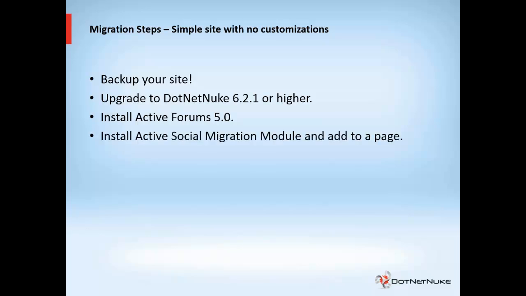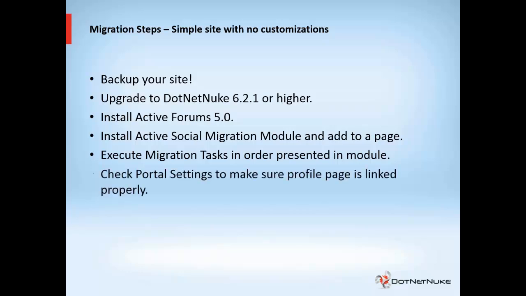Then you'll want to install the Active Social Migration module and add it to a page. So just create a blank page. The migration module does use JavaScript, so just to be safe, put this on a blank page using the default DotNetNuke Dark Knight skin. Make sure there's no other modules on the page before you run it. And then execute the migration tasks in the order presented in the module. This is really important. Go ahead and click through the tasks, and then you should be good to go.